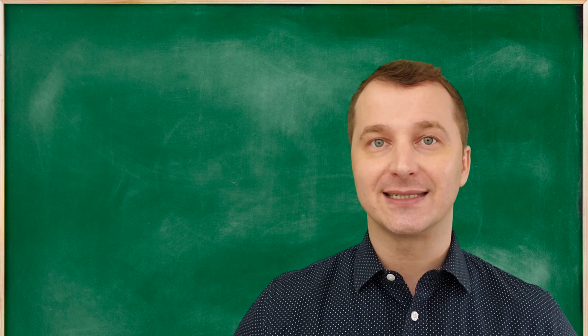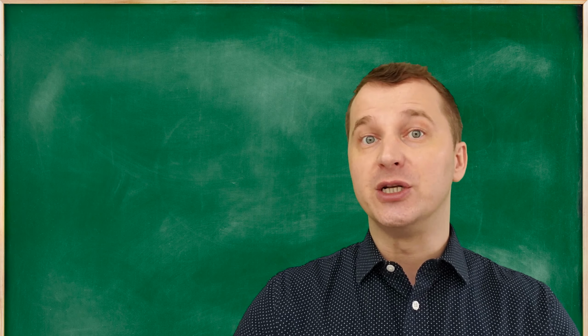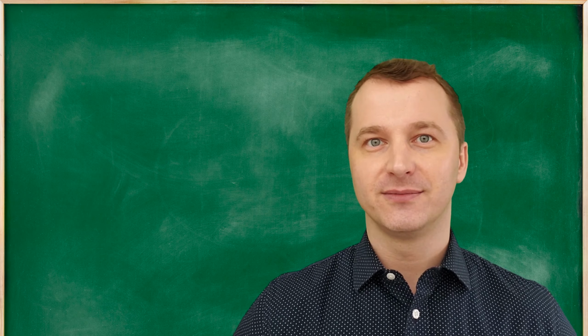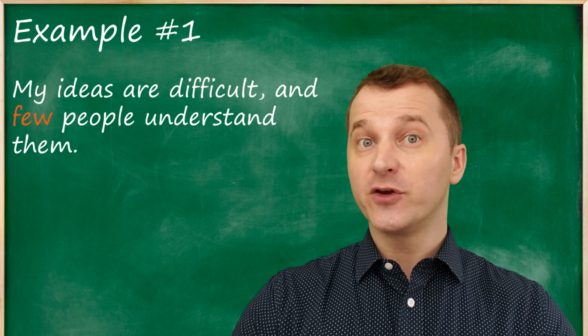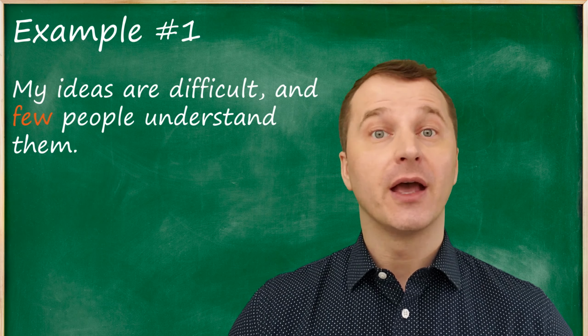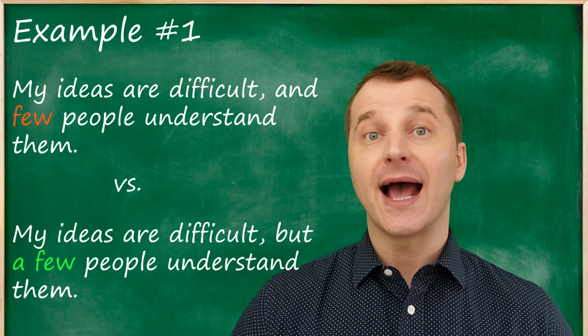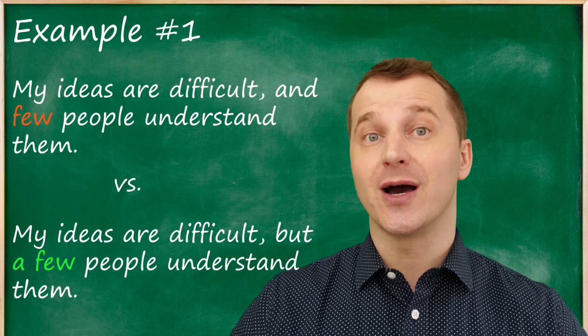So to finish off this lesson, let's look at 2 examples that illustrate the difference in meaning between a few and a little and little. Example number 1. My ideas are difficult and few people understand them. Versus, my ideas are difficult, but a few people understand them. The first sentence tells you that there are not enough people who understand my ideas. There are not as many people as I would want or expect to understand my ideas.